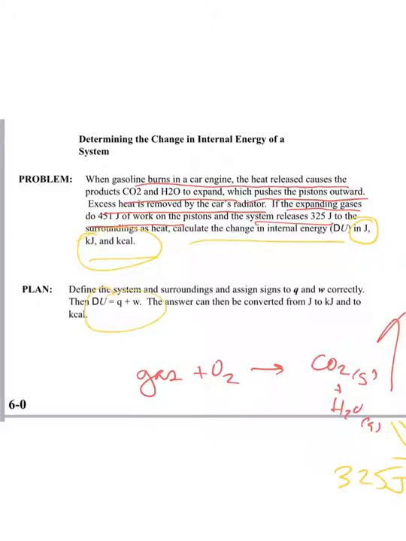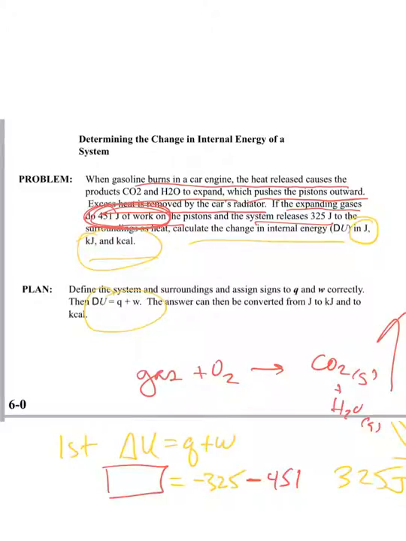Well, this is an example of something that we call the first law of thermodynamics. The change in the internal energy is going to be equal to the heat plus the work. And so for us, we had a value of heat of negative 325. Why did I say that? Because the heat is expelled. The system's losing energy. And the work that's done is also a negative, because you have to read it carefully, the system does work on the pistons, so the system lost energy. So therefore, the change in the internal energy is going to be this sum. So it's negative 776 joules. I'll let you do the conversions to kilojoules and kilocalories.